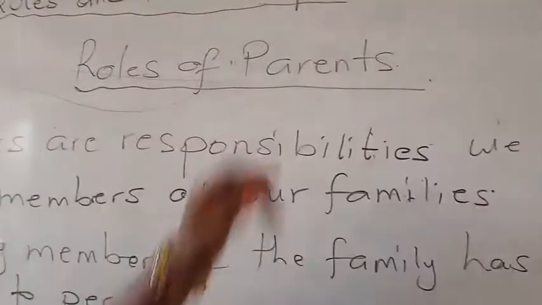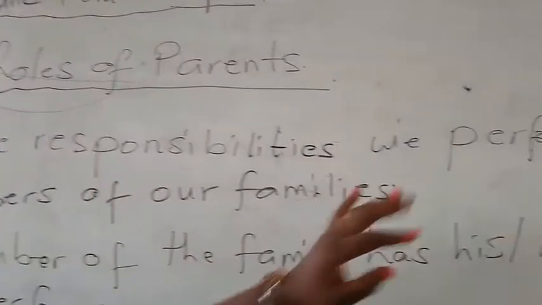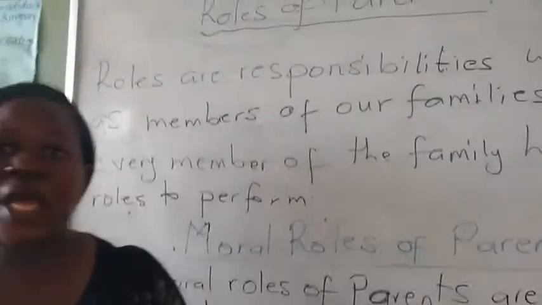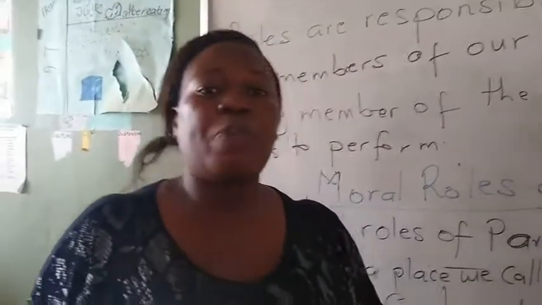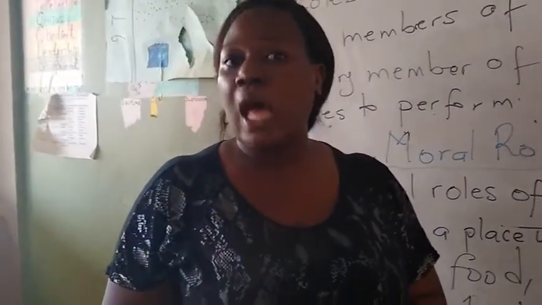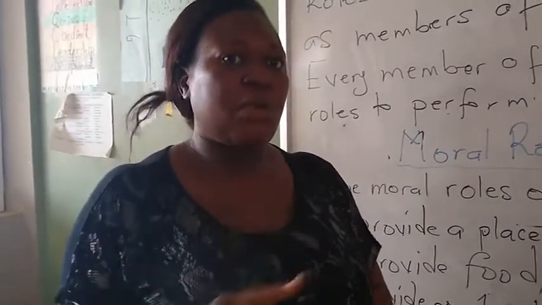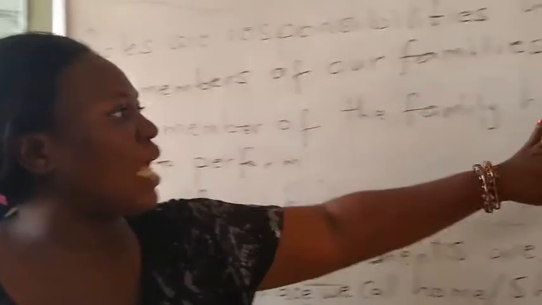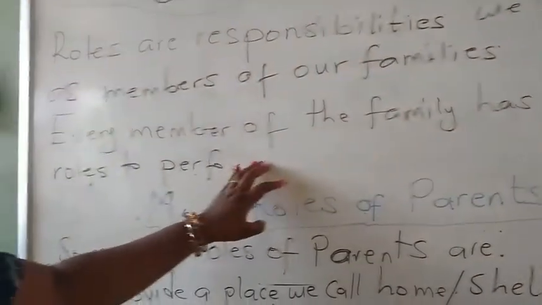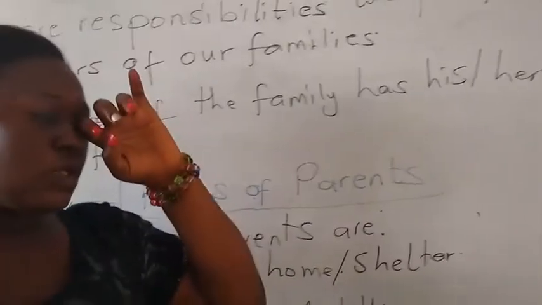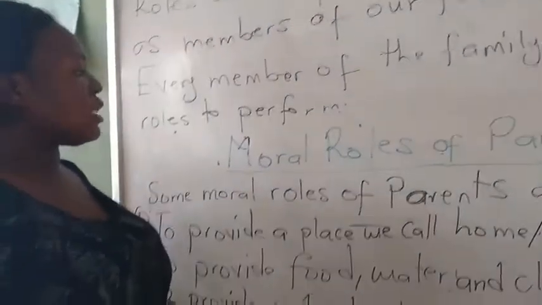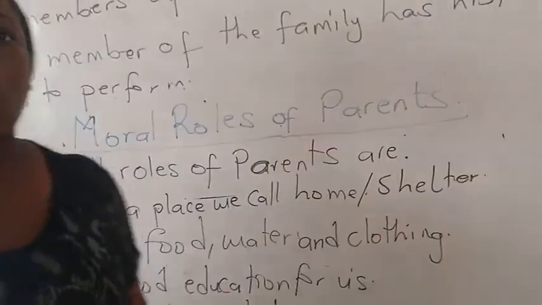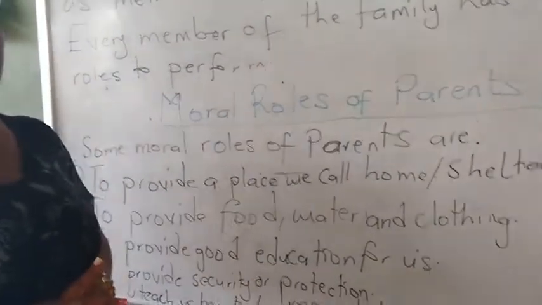Good. Roles of parents. Roles are responsibilities we perform as members of our families. So as members of our families, we have responsibilities to perform. Whether you are a child or an adult, every family has responsibilities that each member of the family performs. Every member of the family has his or her roles to perform. Moral roles of parents. In this role, we are going to talk about the moral roles. So it means there are two types of roles: moral roles and spiritual roles. We will talk about spiritual roles in our next lesson.